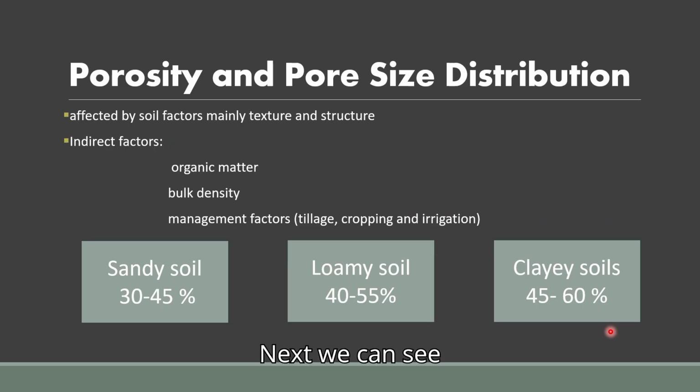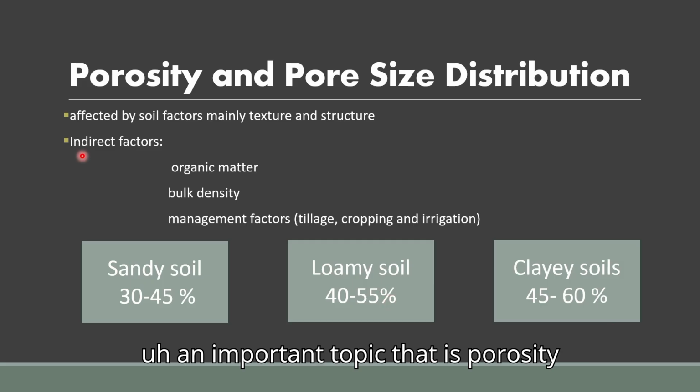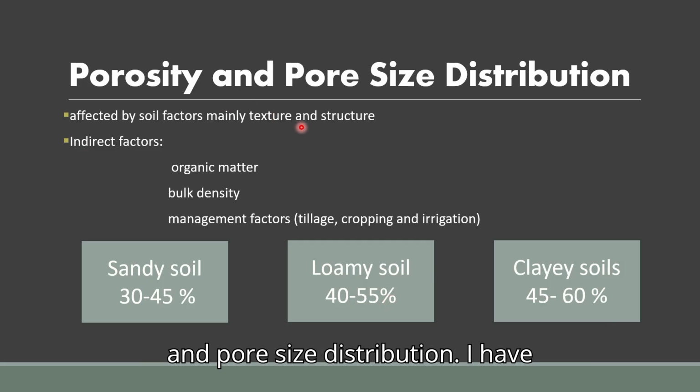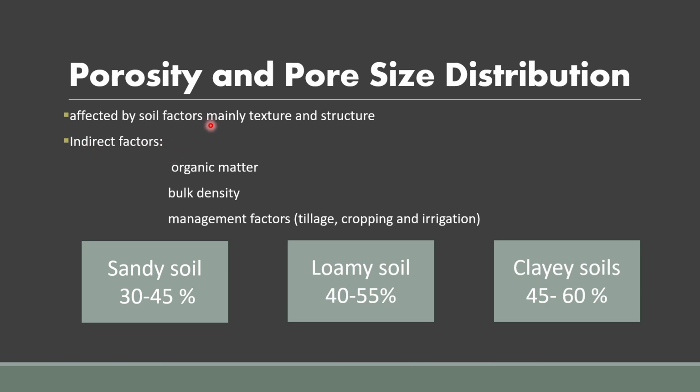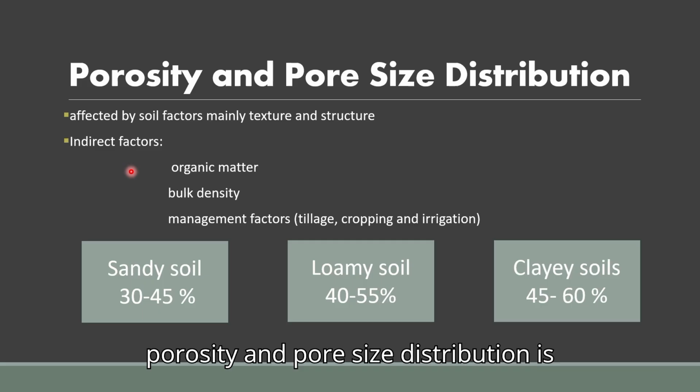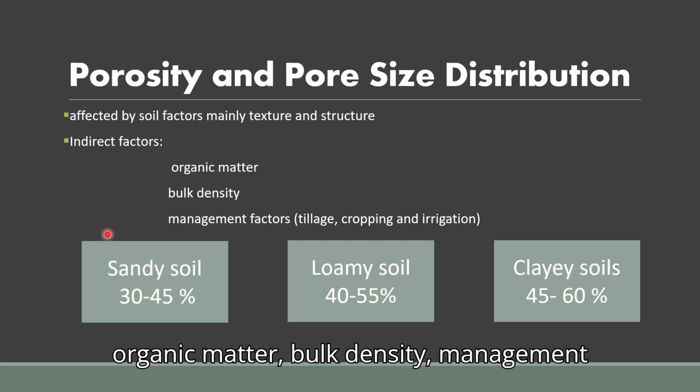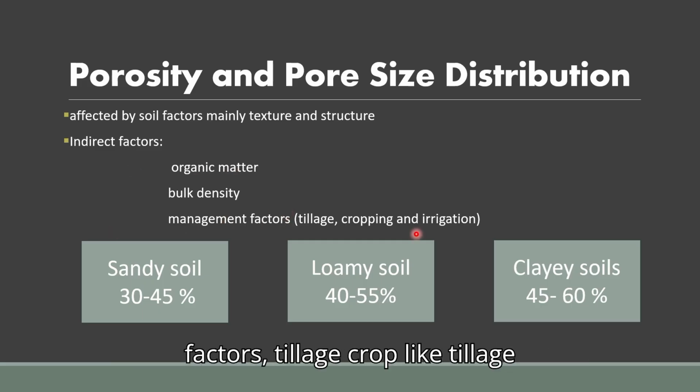Next, we can see an important topic, that is porosity and pore size distribution. I have already told that the amount of pores in a soil depends mainly on structure, and it also depends on texture. And indirect factors which affect the porosity and pore size distribution are organic matter, bulk density, and management factors, like tillage, cropping, and irrigation.